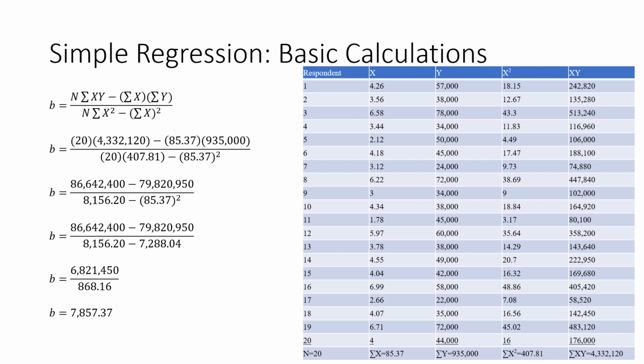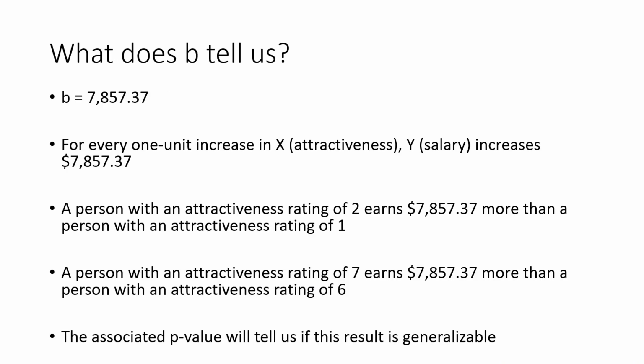And if you plug that information in and you work your way down, you find out that B, our slope or our coefficient, is 7,857.37. So what does that mean? What does that actually indicate when we find a slope or a coefficient like that? What it means is that for every 1 unit increase in x, y increases by the amount shown in B. So it's a little bit complicated, but let me try and explain here.